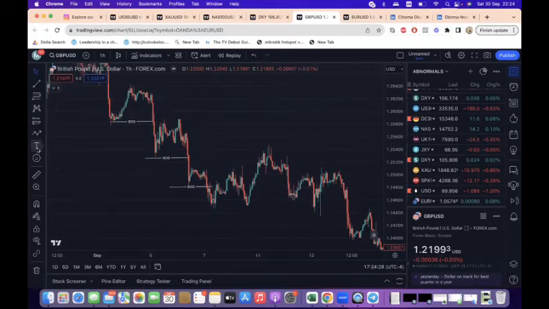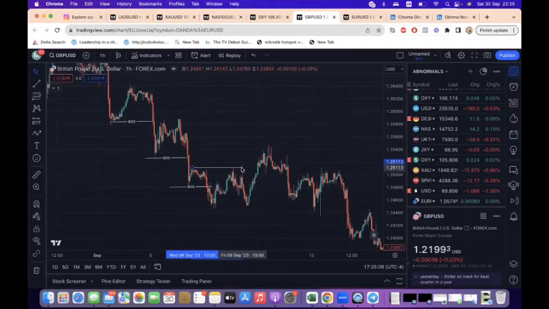Now, I want you to notice this side. I want you to notice what's going on here. Look at that beautiful sweep of liquidity, right? Now, inducement has happened. You could even see to this point, all this liquidity was taken here. All the liquidity was taken.